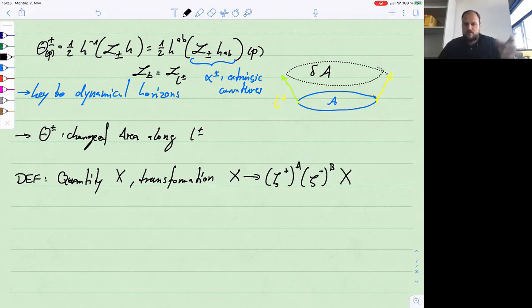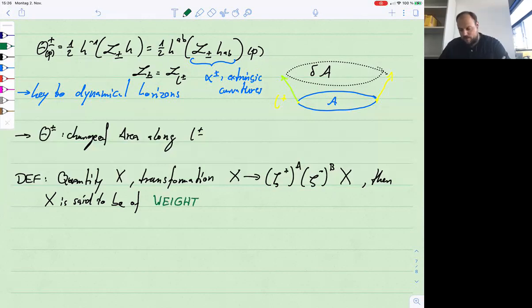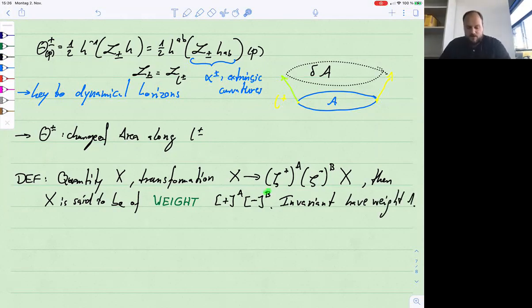When you have a tensor, you know there are all those things coming in front, depending on the rank of the tensor. So x is set to be of weight, sorry, weight, and now we can define this with plus corresponding to the first and minus corresponding to the second coordinate transformation. And it is easy that when x stays x, we can figure out invariants have weight one. That's easy because we have the power of zero here, all those terms disappear, and it has weight one.